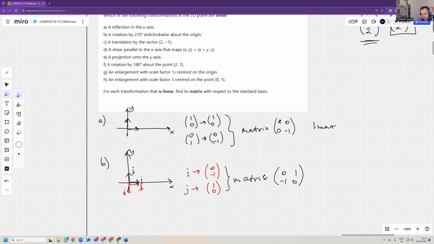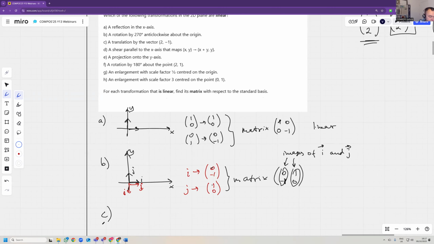So to find the matrix of the transformation, we simply write down what the base vectors turn into. So i, vector (1, 0), becomes (0, minus 1). So the first column is (0, minus 1). And then this is (1, 0). So these are the images of i and j, the images of the base vectors.